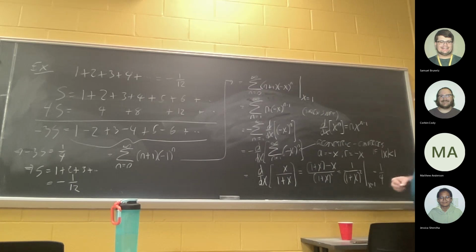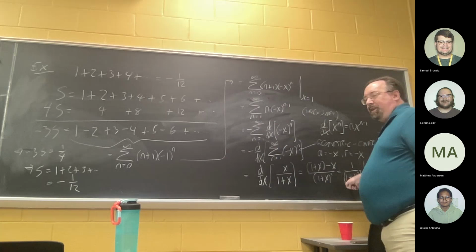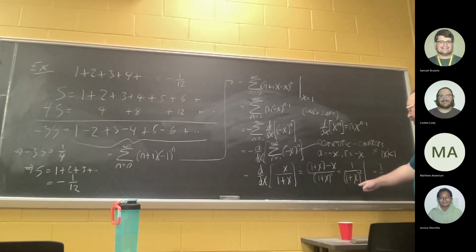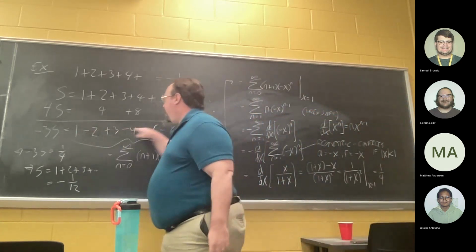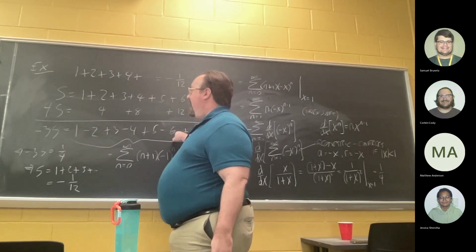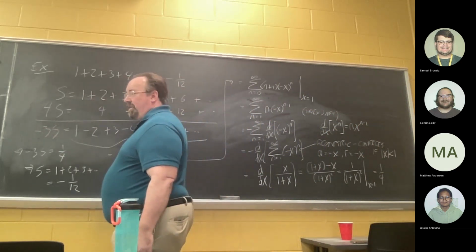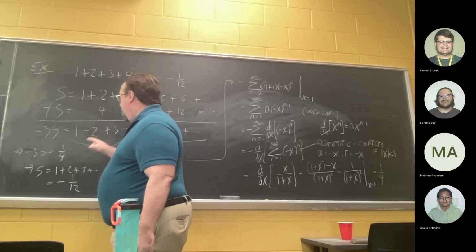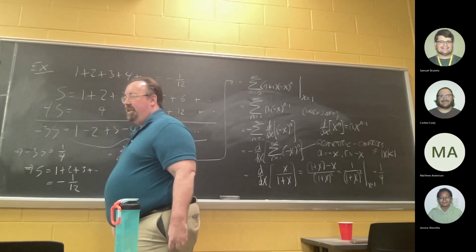I'm still confused. So after I got to this point, I plug in x equal 1. So I got 1/4. But all of this was this series. But that is equal to -3 times the series I want. So I have -3s equals 1/4. So now I just divide by -3. Okay.